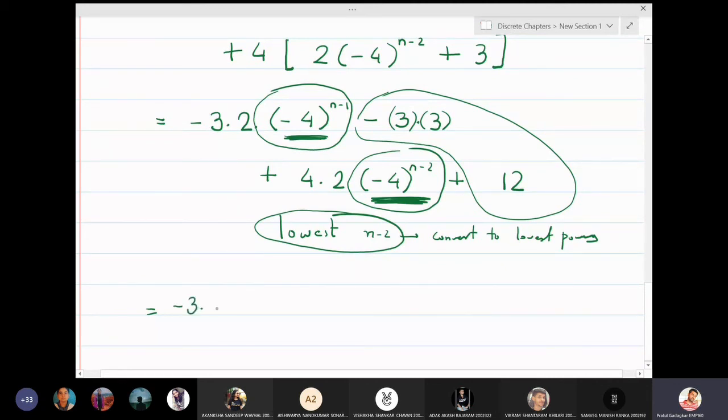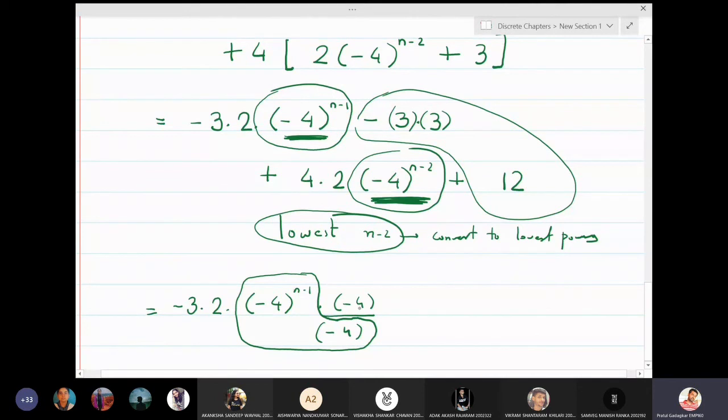Minus 3 into 2 into minus 4 raised to n minus 1, multiplied by minus 4 divided by minus 4. And as usual, these two will contribute to give you minus 4 raised to n minus 2. I'm giving you a hint: you have to do this adjustment where the lowest powers are not there. The lowest power terms should not be touched. And the remaining is 4 into 2, which is 8. Let me write this: 8 into minus 4 raised to n minus 2 plus 3, because 12 minus 9 has become 3.